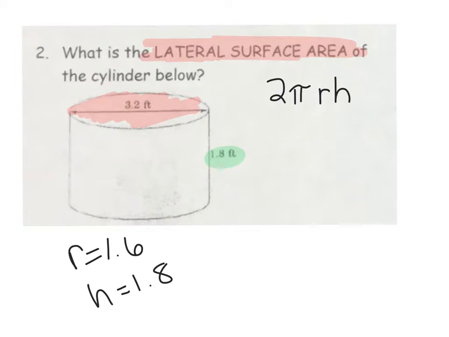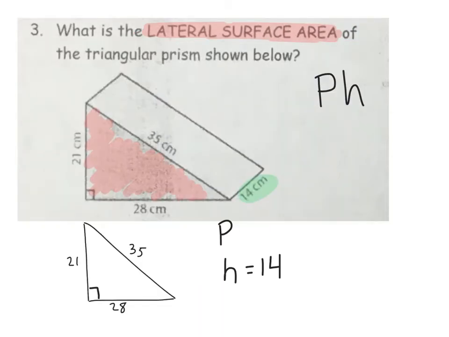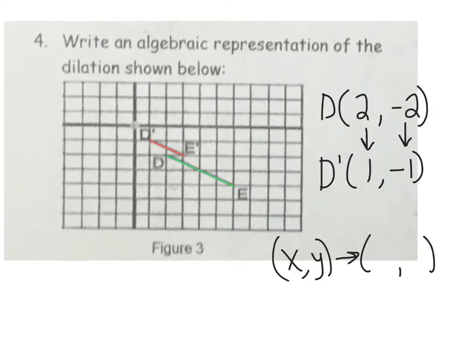Question number 2. What is the lateral surface area of the cylinder below? Question number 3. What is the lateral surface area of the triangular prism shown below? Question number 4. Write an algebraic representation of the dilation shown below.